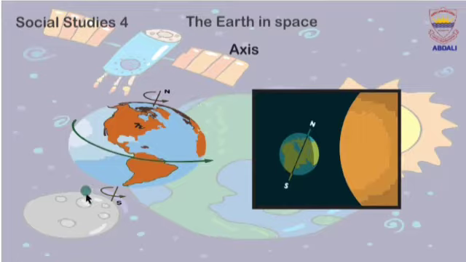Students, now can any one of you explain what is axis? You can define axis as an imaginary line running from the North Pole to the South Pole through the center of the Earth. Okay students, quickly repeat axis once again. Axis is an imaginary line running from the North Pole to the South Pole through the center of the Earth.